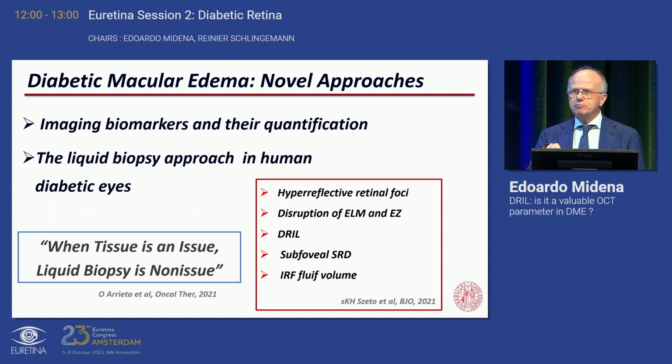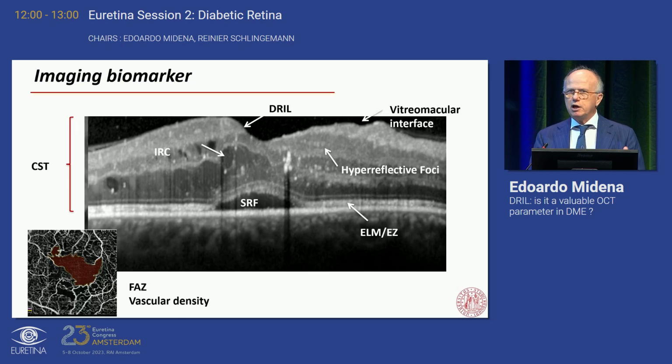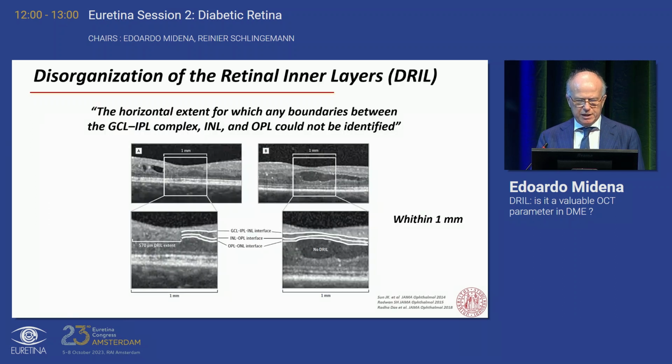One is to improve the number of imaging parameters or biomarkers, as you like, and their quantification, possibly automatic quantification, to avoid that we have just a few biomarkers, and the liquid biopsy approach we need to do. The structural OCT in diabetic macular edema shows a lot of parameters to be considered, even if we are still focusing, particularly in clinical practice, particularly even with new drugs, on just one, the thickness of the central subfield. And we are not considering all the other parameters.